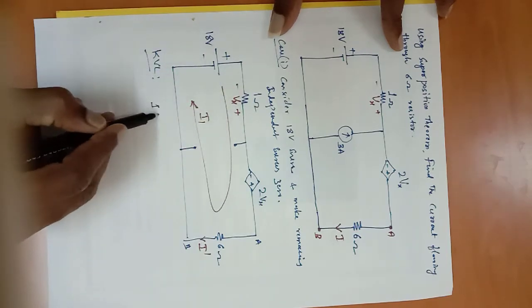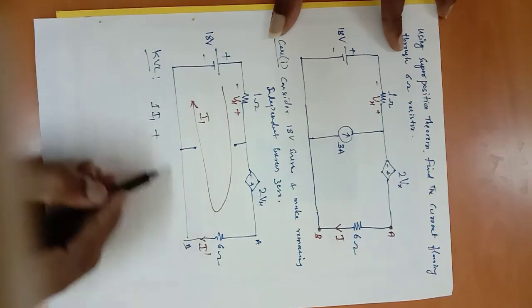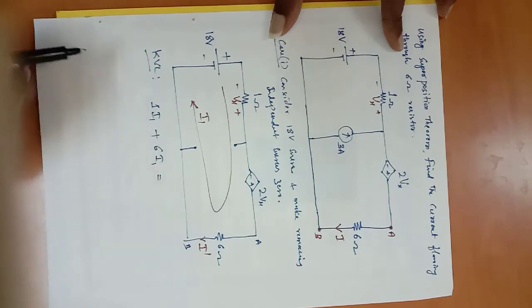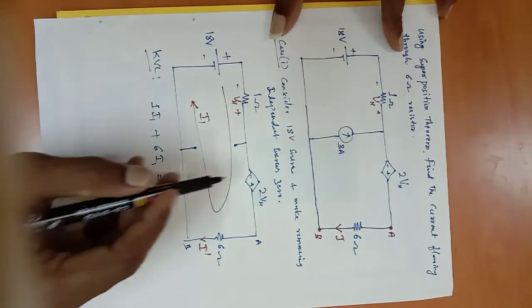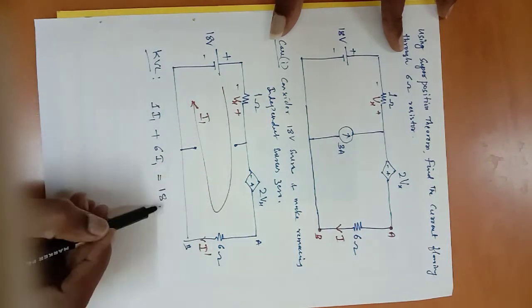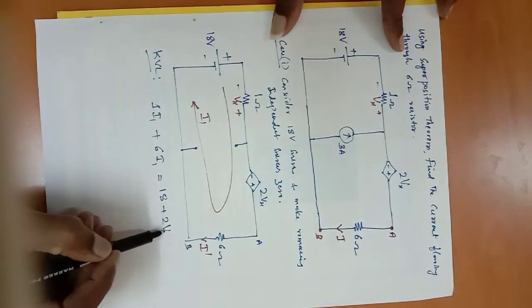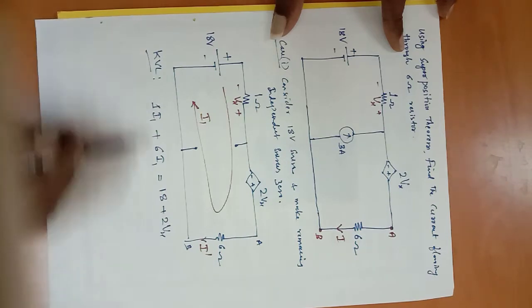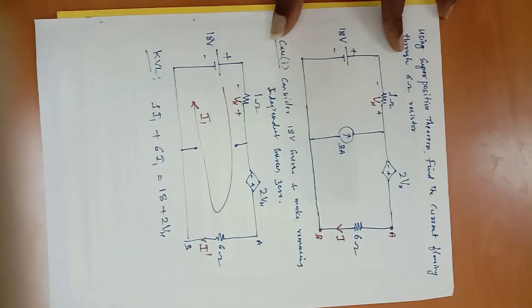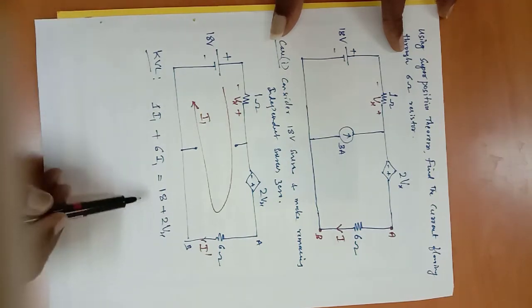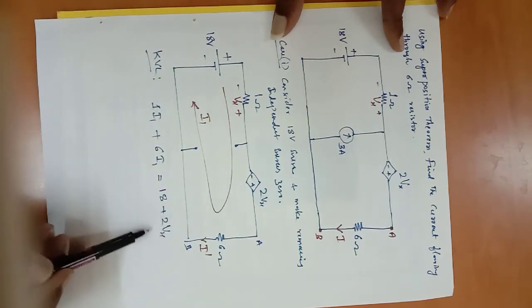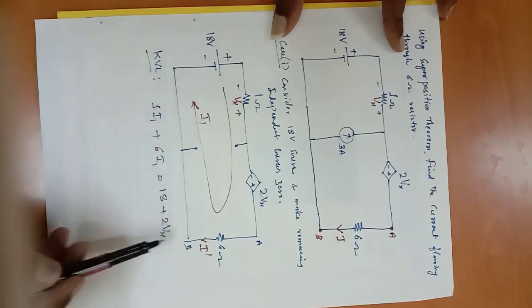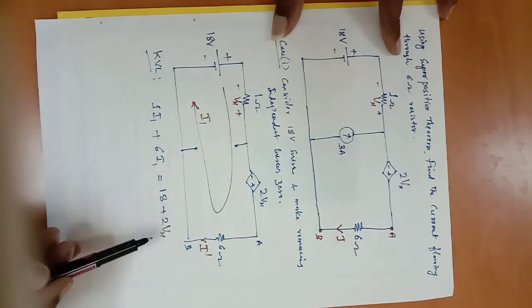So 1 I1 plus 6 I1 is equal to negative to positive is positive 18, negative to positive is positive, voltage value is 2Vx. So when you are writing KVL, all the equations must be in terms of loop currents when you are solving by loop analysis. If any dependent variable comes, you have to replace it by loop currents if you are solving by loop analysis.